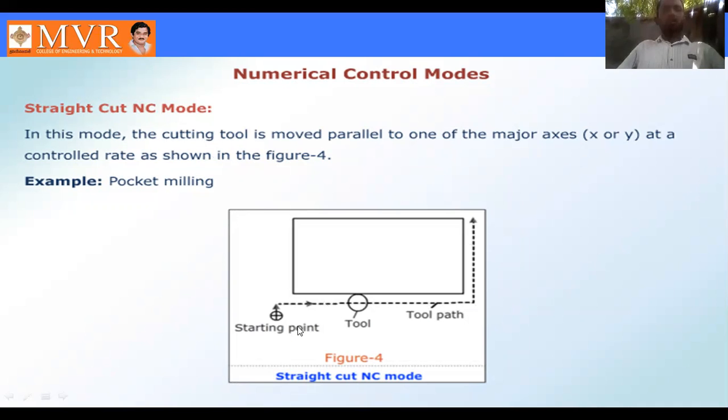See here, this is the starting point. We can cut with the tool in the X direction, moving from the starting point to the tool point. This is the straight cut along the X axis. If we want to go along the Y axis, this is the starting point and this is the tool point. The tool cuts in any one direction. That is straight cut NC mode. The best example is pocket milling.